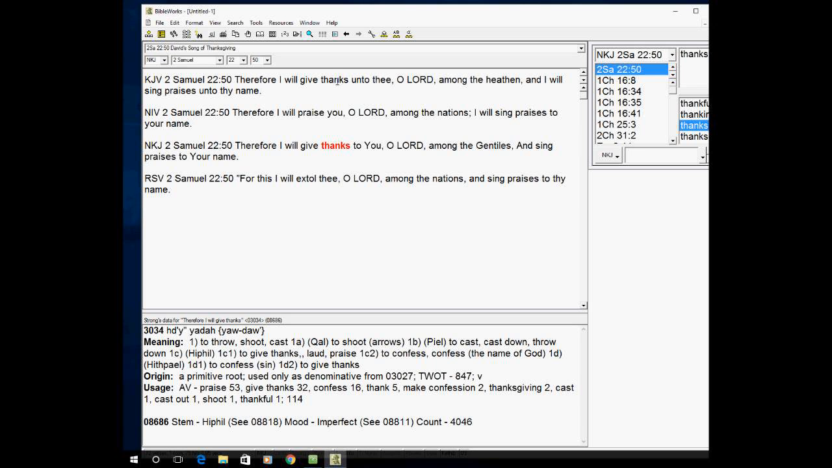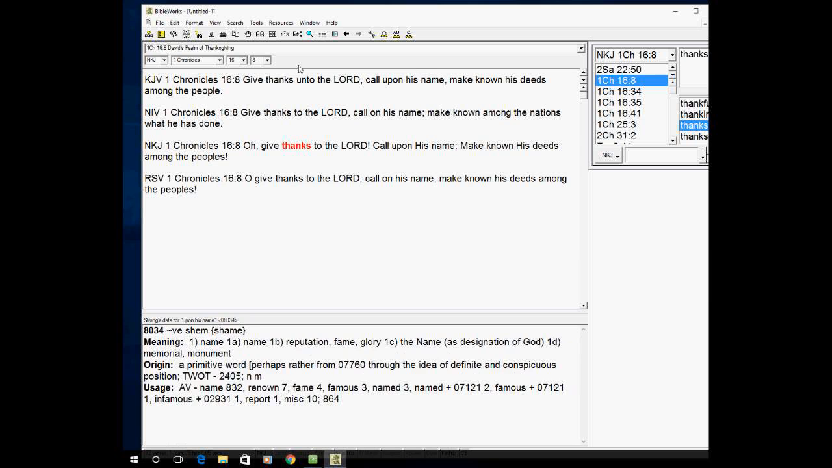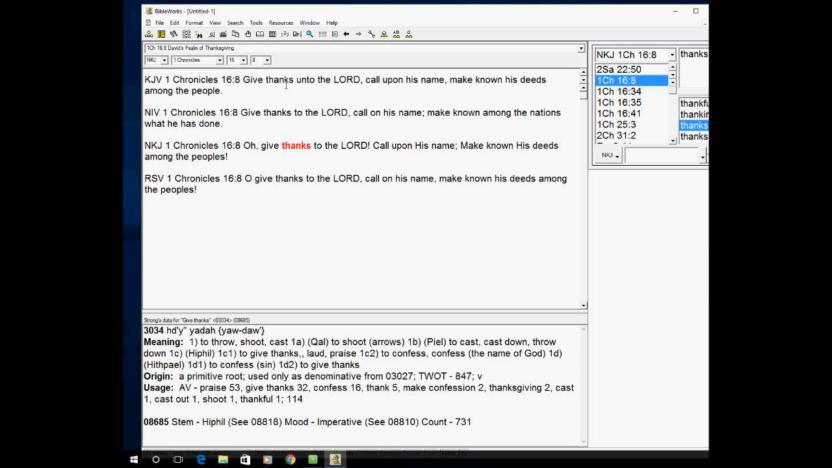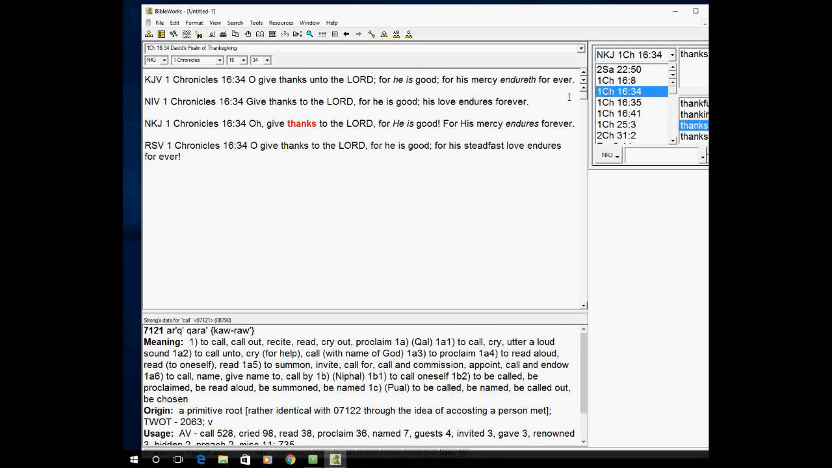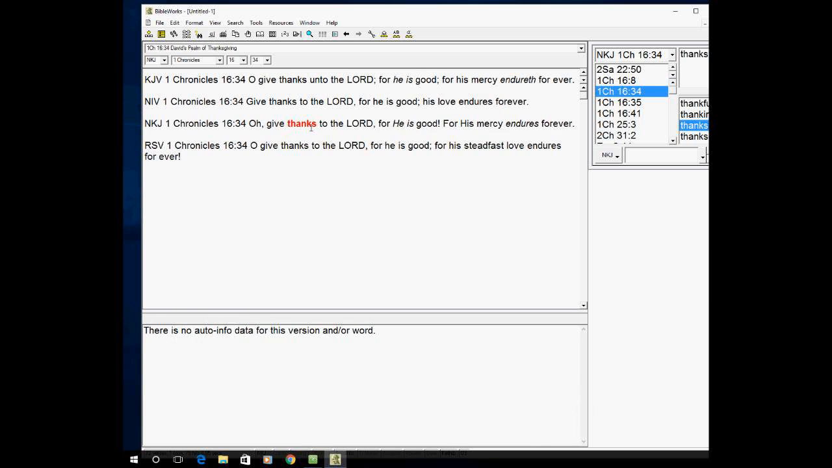But we don't see pray come up in any of the meanings with the word yada. So we can go down, and it says, 1 Chronicles 16 verse 8, give thanks unto the Lord, call upon his name, make known his deeds. And we check it out, and it's the same Hebrew word, yada. Go right down the list. It says, give thanks unto the Lord, for he is good, for his mercy endures forever. And so we see it's the same Hebrew word.